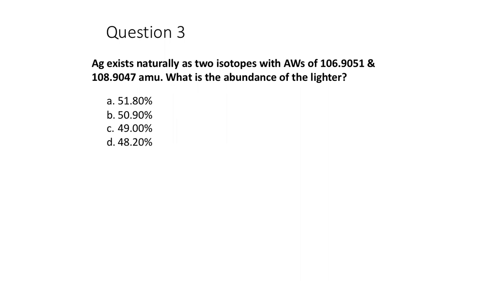This problem here is a little bit tricky to maybe understand, but the idea of average atomic weight is that it's the sum of the fraction of a given isotope times the atomic weight of that given isotope, and we're summing these up over all possible isotopes. So for the case of silver, what we need to do is write this equation that it would be the fraction of the lighter times the atomic weight of the lighter, and then plus the fraction of the heavier times the atomic weight of the heavier isotope.